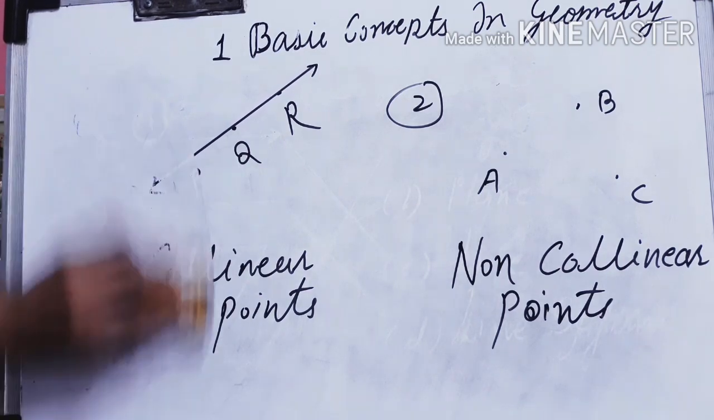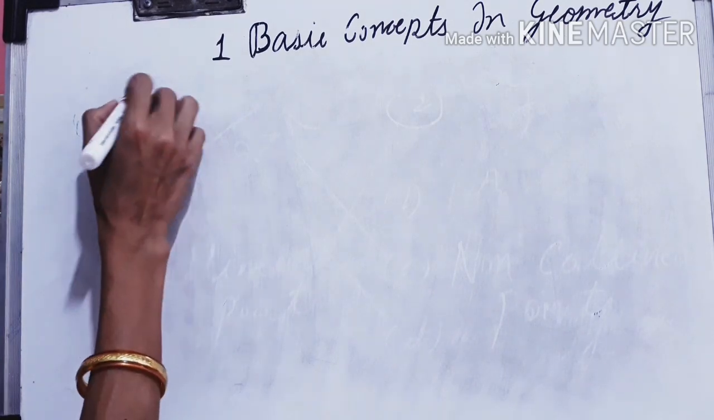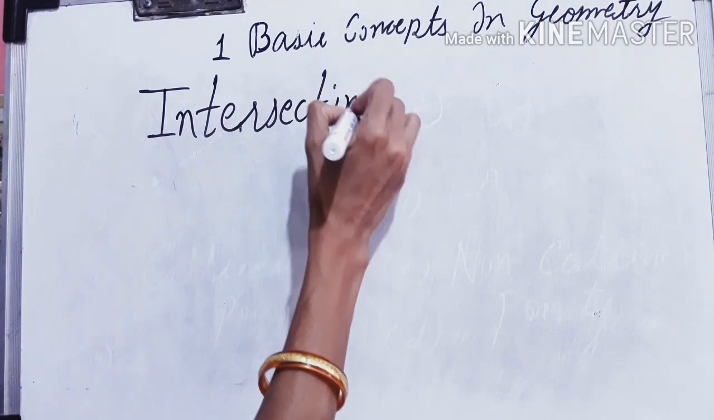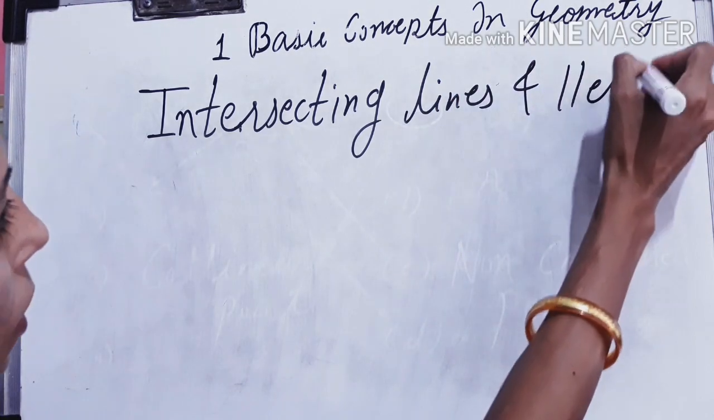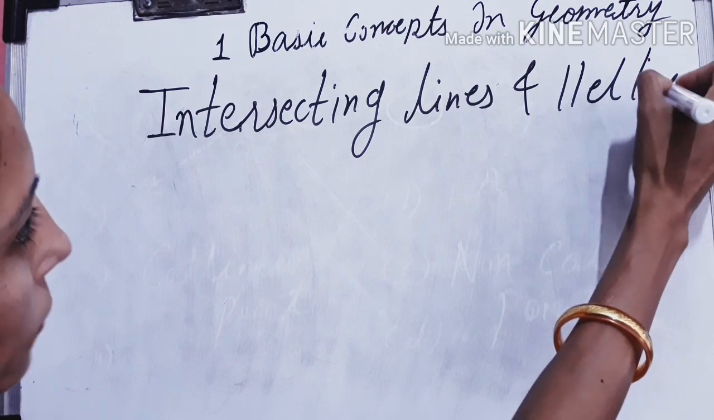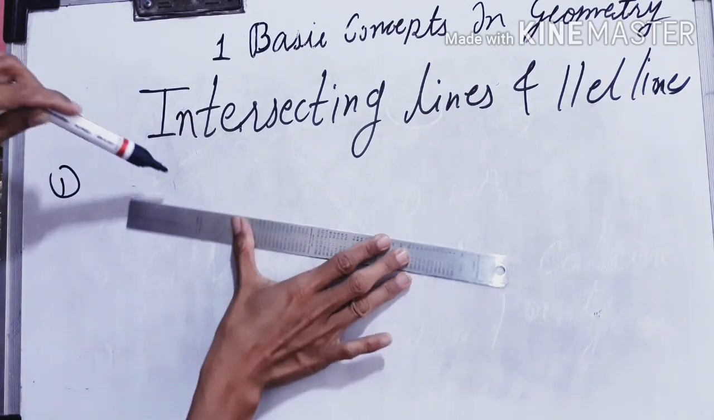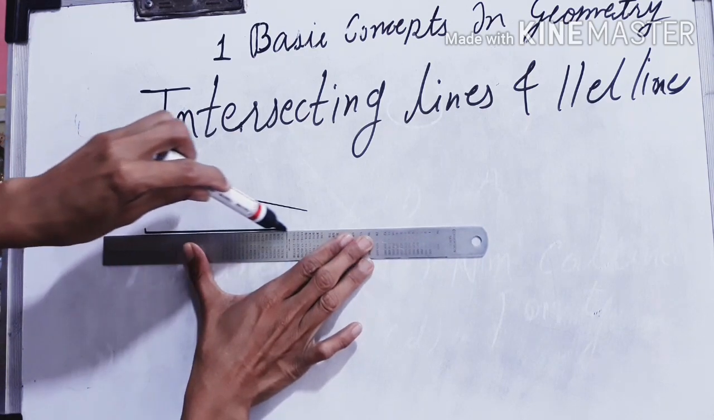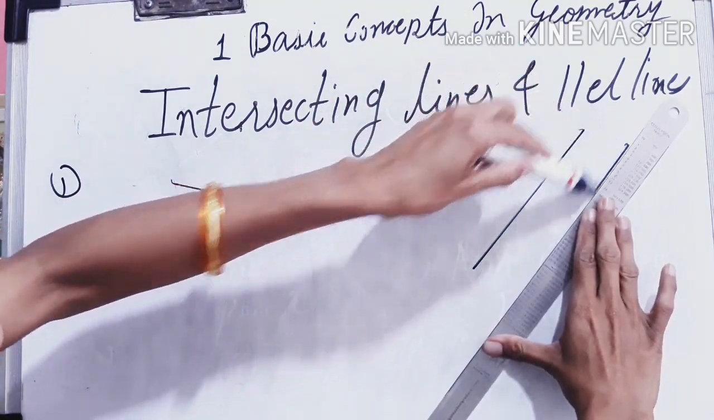Then, what more things had I taught you? What do you remember about that? Intersecting lines and parallel lines. So how to identify these? Now let me draw 2 figures. You have to identify whether the lines are parallel or intersecting lines. This is the one figure and this is the other figure for you.